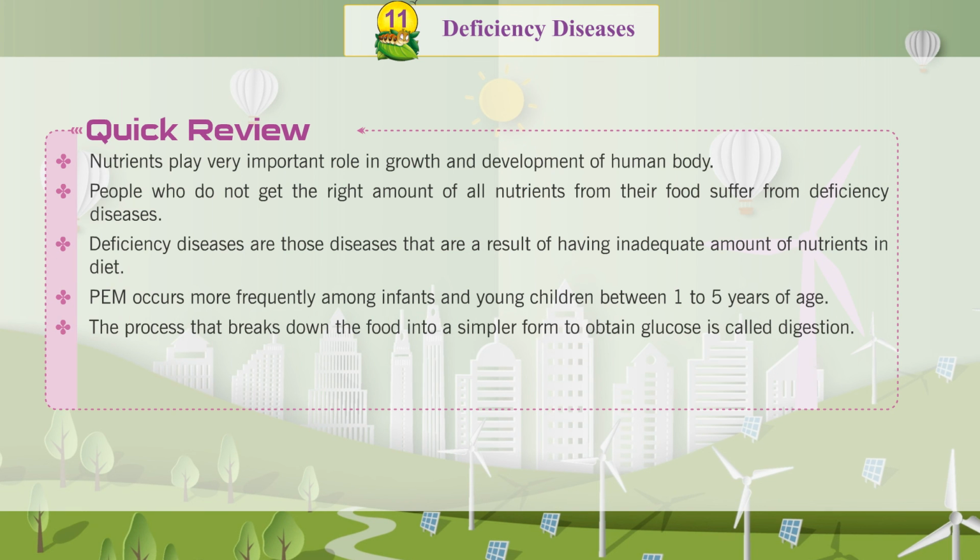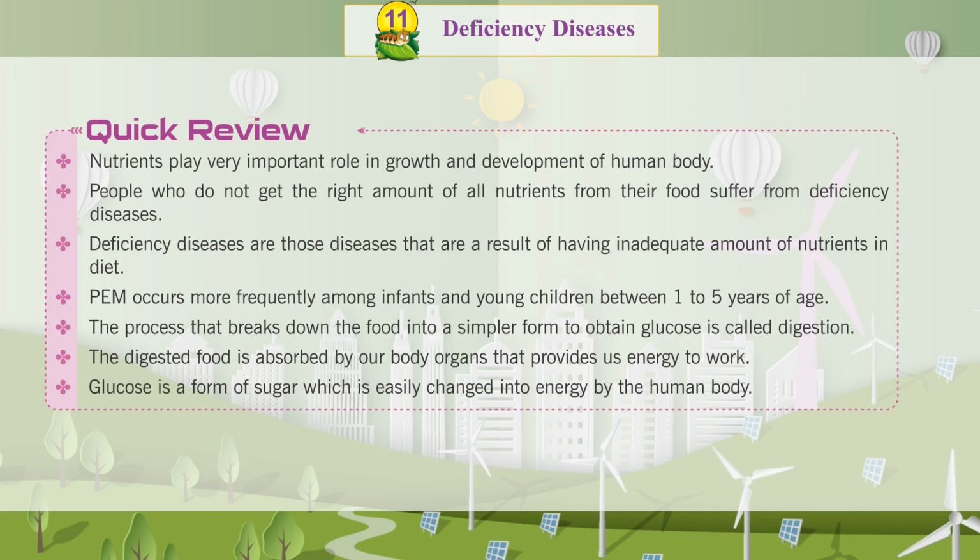The process that breaks down the food into a simpler form to obtain glucose is called digestion. The digested food is absorbed by our body organs that provide us energy to work. Glucose is a form of sugar which is easily changed into energy by the human body.